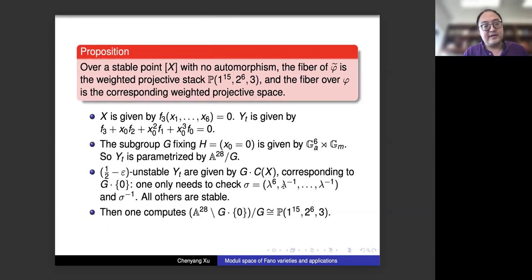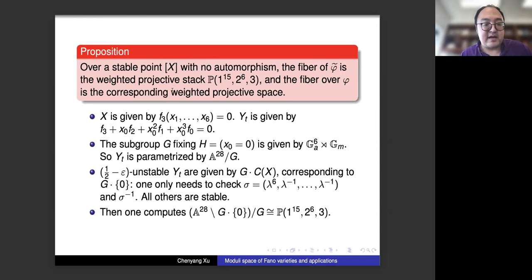is the weighted projective stack of this guy, and the fiber over phi of the underlying space is just the corresponding weighted projective space. So in other words, the fiber as a phi moduli space is just the projective moduli stack, and as a cos moduli space is just a weighted projective space. And to calculate this, we really need epsilon to be very small. So we need help from the information on half. I mean, let me just quickly mention the calculation.